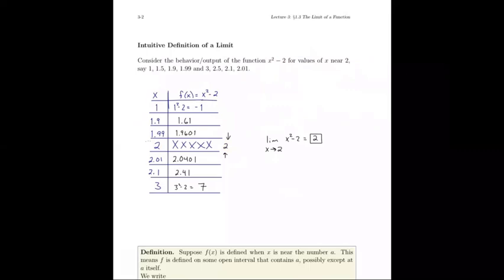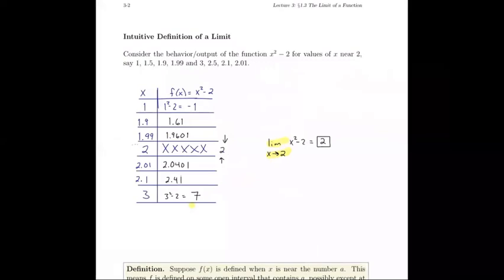So if we're more or less convinced, maybe we try 2.001 and we get a number that's even closer to 2 than this one. We're more or less convinced of this. We can kind of walk away at this point and say, well, the limit as x approaches 2, reading this operation here, of the function x squared minus 2 is equal to 2.